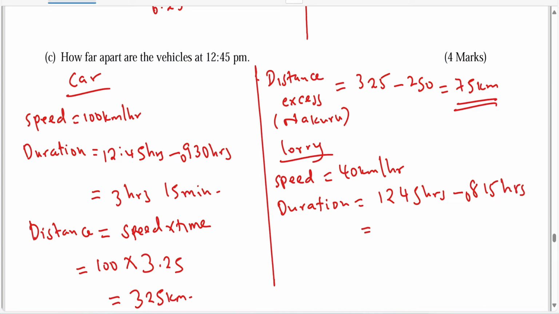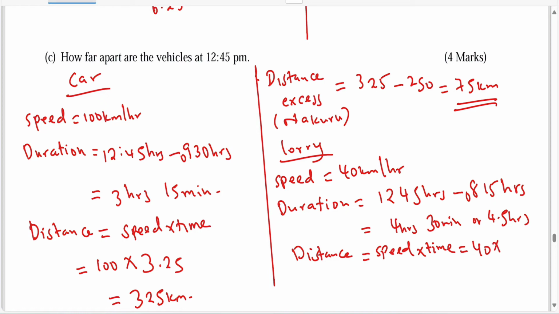So ukisubtract hizo mbili, so 12:45 minus 8:15, which gives us 4 hours 30 minutes. 4 hours 30 minutes, ukitaka waweza andika 4.5. So let's find the distance. And the distance here is given by speed times time. The same actual thing. So speed here 40, time here 4.5 hours.